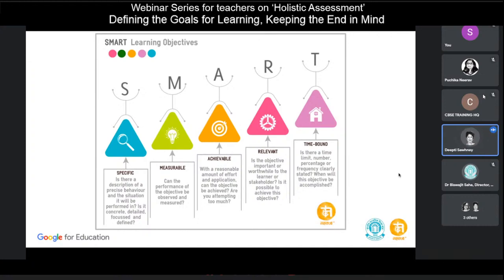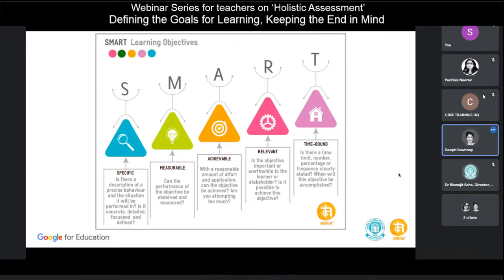It's not that the children haven't achieved what was supposed to be achieved. The R stands for relevant. Is the objective that you have set worthwhile for the learner? Is it even possible to achieve this? So is it relevant in the context that we're talking about?